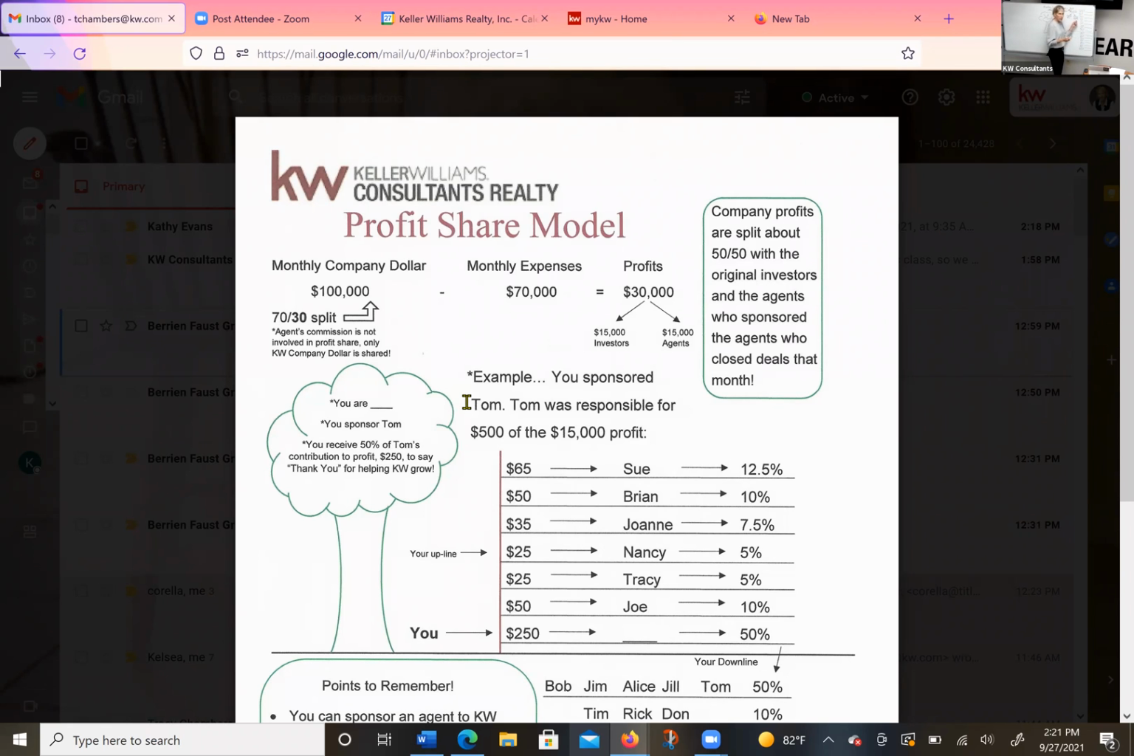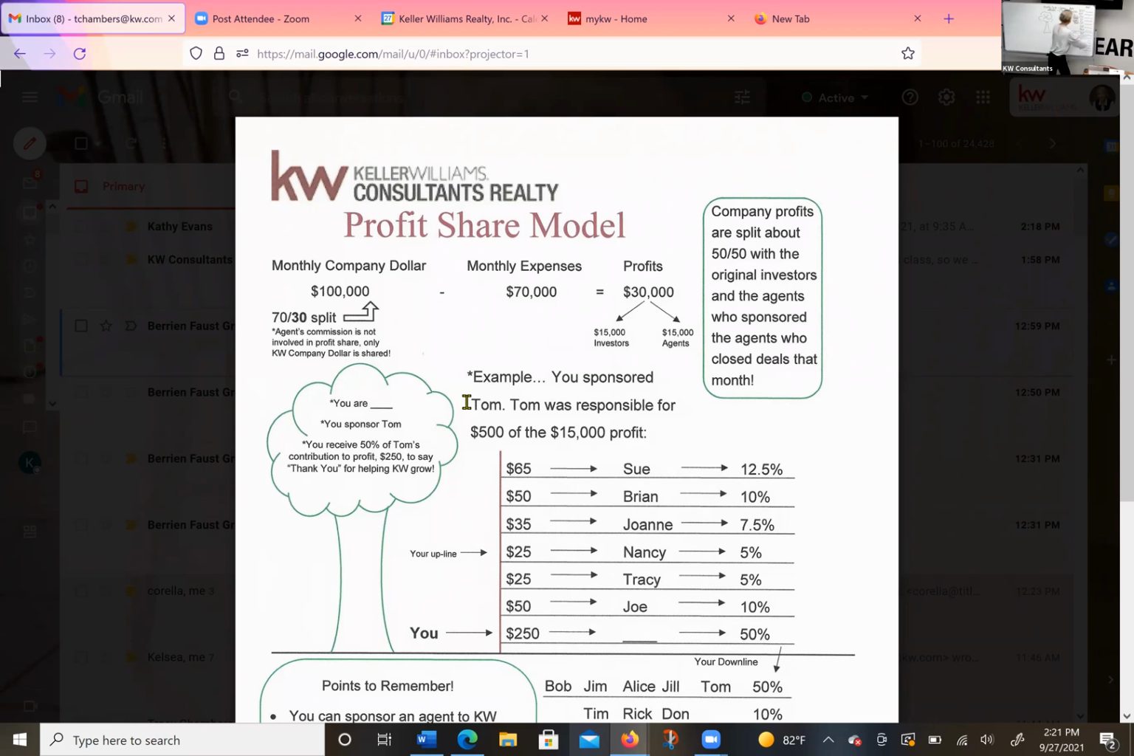Why are these people getting money? What did they do? They got closings, contracts. They got a closed deal in that month. So they closed a transaction in the month of whatever this is. Let's just say this is September. So you have to close a deal in the month to be part of this. And this happens every month, okay?